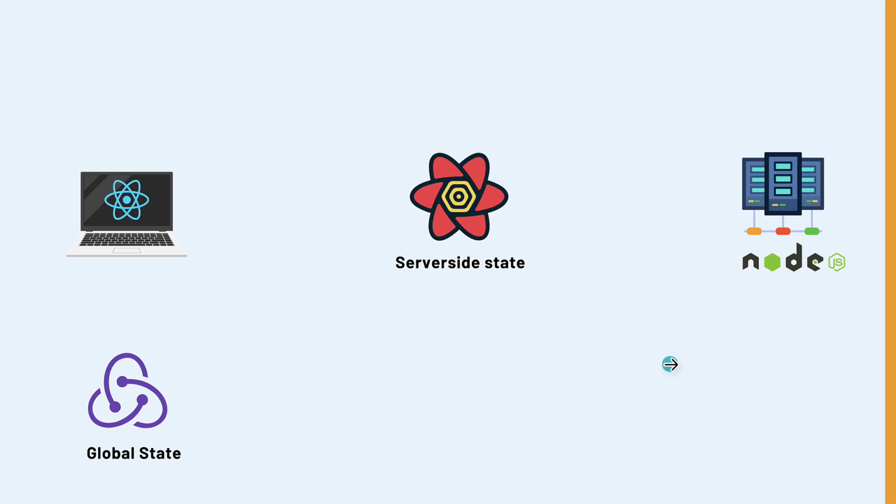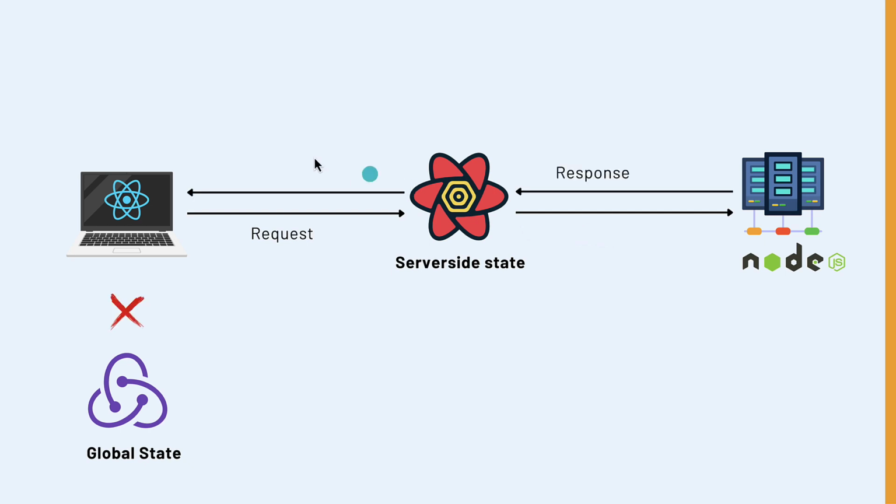Now, when a user makes a request, that request will be sent to React Query. And then React Query will make that request to our server, fetch that data and then place it inside our React application. Now, the question is, what is the purpose of Redux over here?